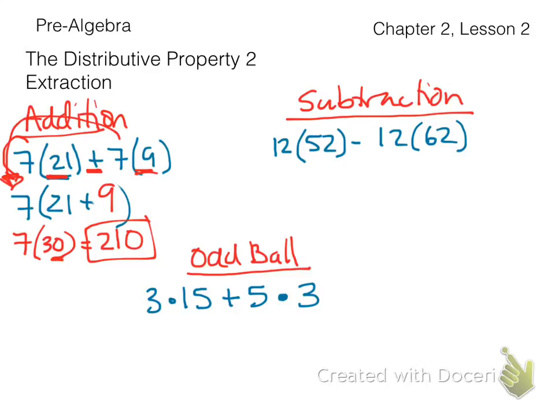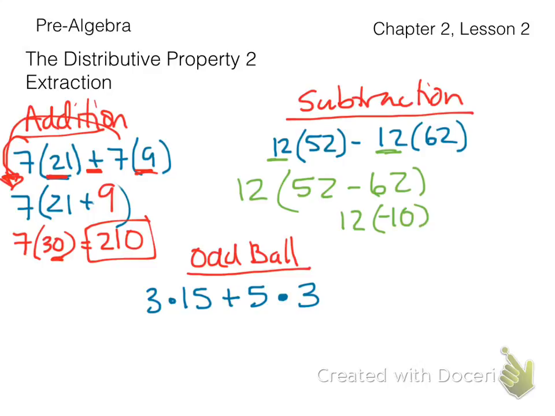Here's the extraction method with subtraction. So I'm going to pull out the things that are the same. In this case, it's the 12. And I'm going to keep everything I didn't and put it in parentheses. Okay, well, 52 minus 62 is negative 10. Right? Because I'm just following the order of operations now.